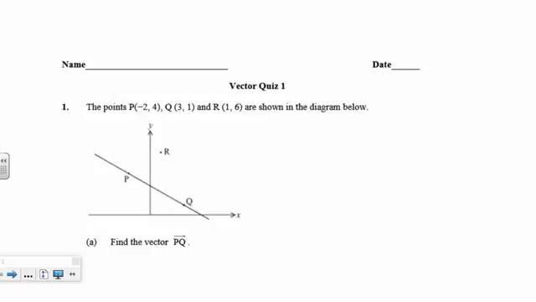How's it going, guys? This is a vector quiz I gave the class some time ago. We'll see if we can go ahead and navigate through this. The points P, Q, and R are shown in the diagram below, and that is true. Okay, find the vector PQ.